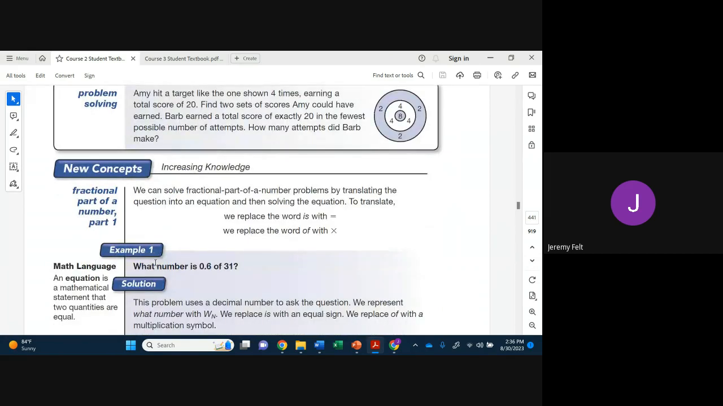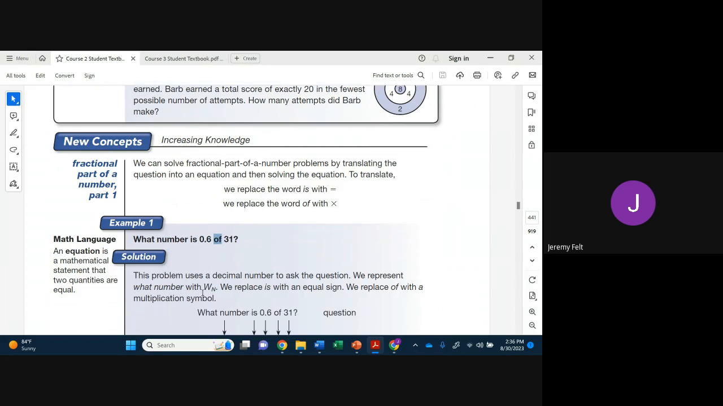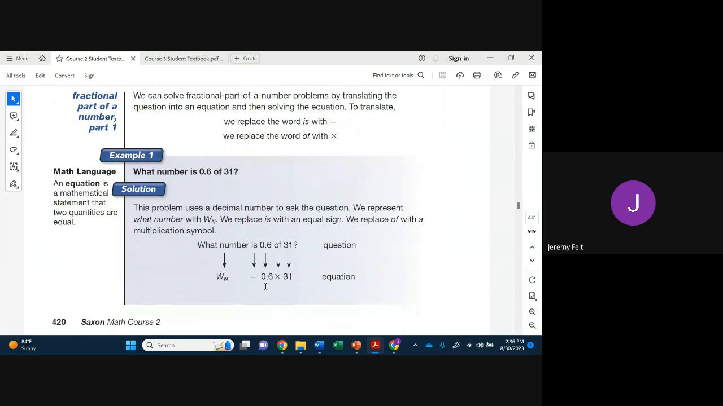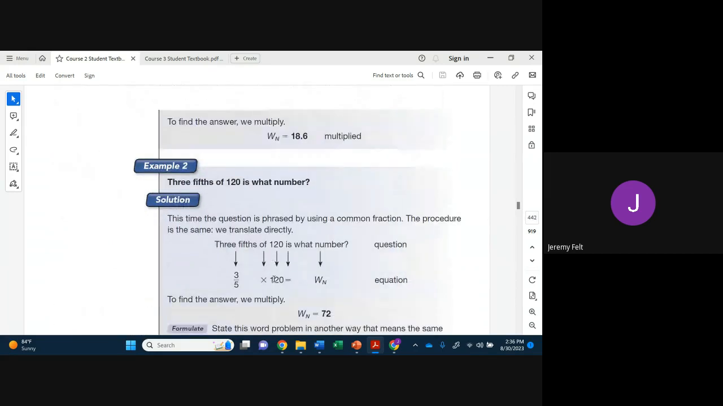What number is, so "is", we're going to put in an equal sign for our word problem. "Of" means multiplication. So even if it's a short word problem like this, we can make W or X or whatever we want for this unknown number equal 0.6 times 31. Then we can just perform 0.6 times 31, which gives us 18.6. So there's our unknown, X, Y, W, N, whatever you want to call it.